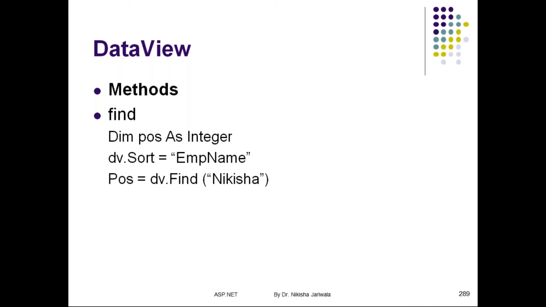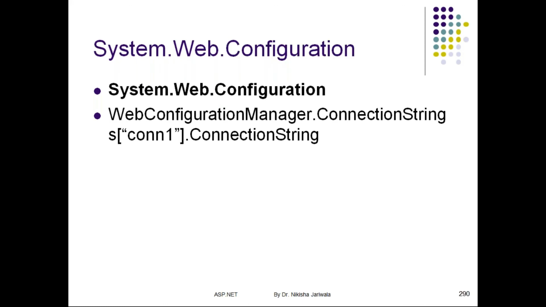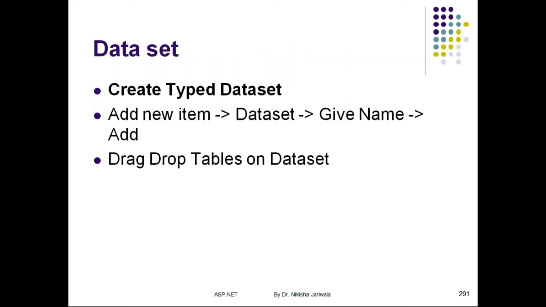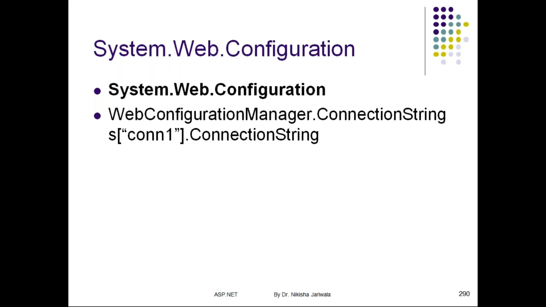Now, as we have seen, we can create the dataset object. But another thing is that we can create a typed dataset. Up till now, the dataset which we have created was an untyped dataset. That means we were just creating the object of the dataset, and after that, with the help of the data adapter, we were filling the dataset with some particular table.